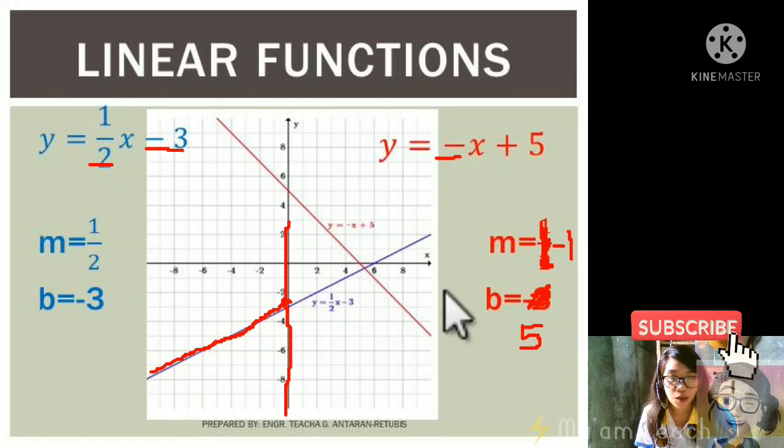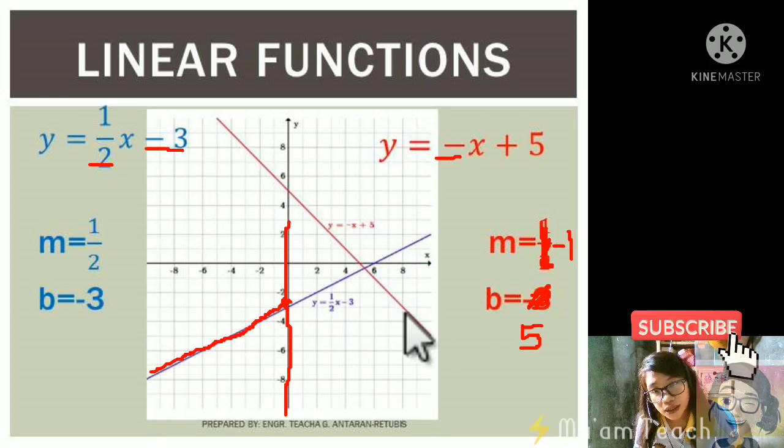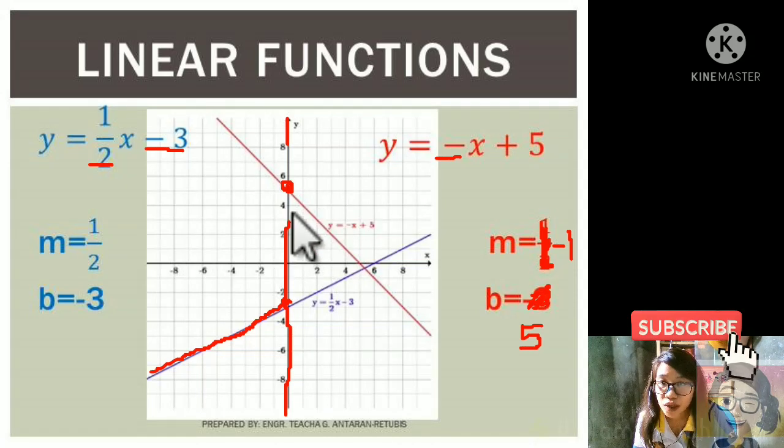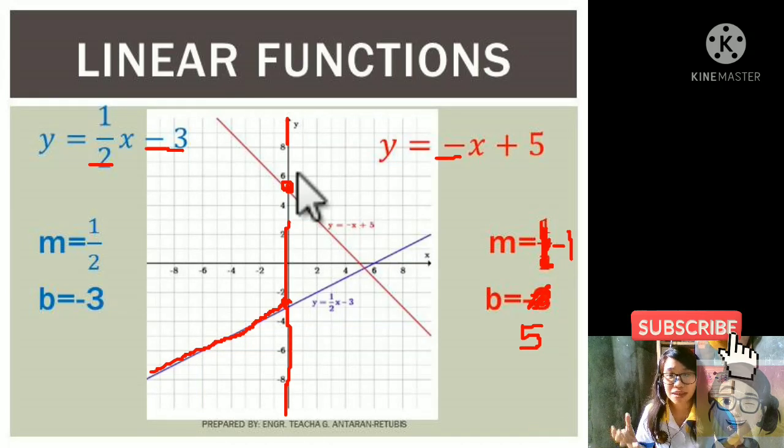Okay? Now, how about for the red line? Here, as you can see, this is the red line, this is the y-axis. So obviously, this is the point where it intersects with our y-axis. So that is between positive 4 and positive 6. So obviously, that is positive 5. Okay? So again, the y-intercept or the value of your b is the point where your line or your graph intersects with the y-axis. So you only focus on the y-axis.